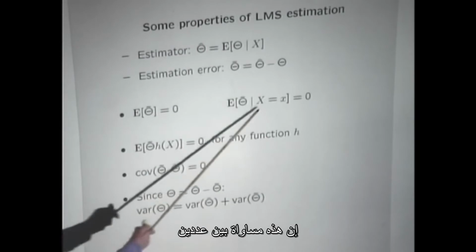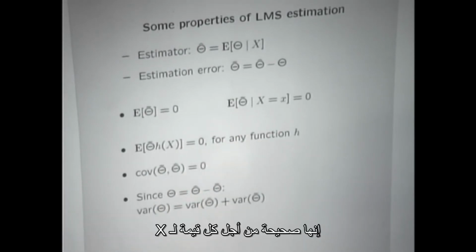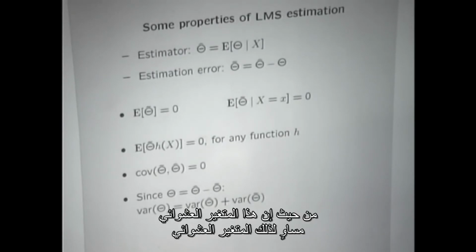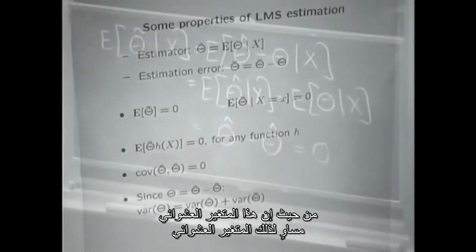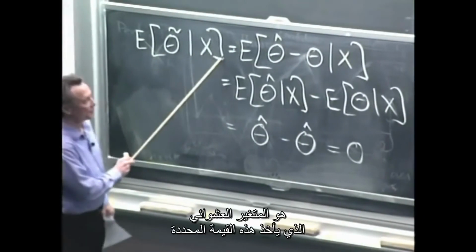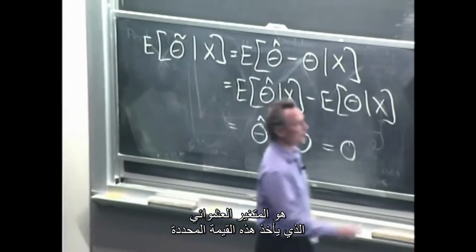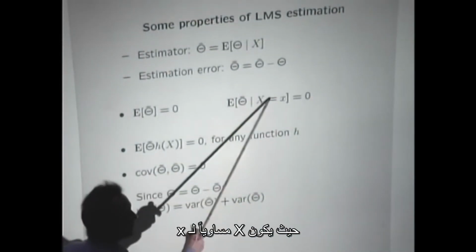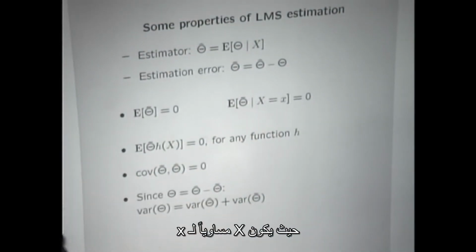This is an equality between two numbers. It's true for every value of X, so it's true in terms of this random variable being equal to that random variable. Because remember, according to our definition, this random variable is the random variable that takes this specific value when capital X happens to be equal to little x.